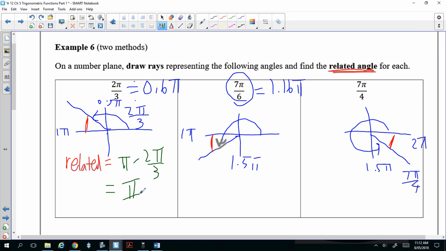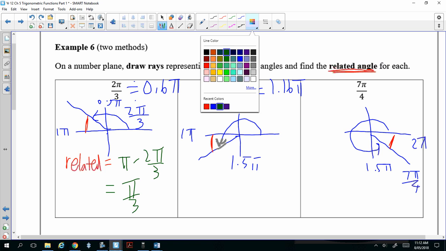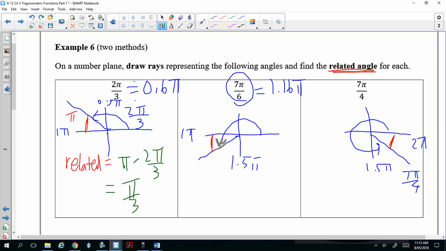All right, next one. How do you find the related angle for the next one? You do the same thing. Because it's a bit over 180, you do 7 pi over 6 minus pi. So it's like doing 7 over 6 minus 1. You get 1/6, so you get pi over 6.